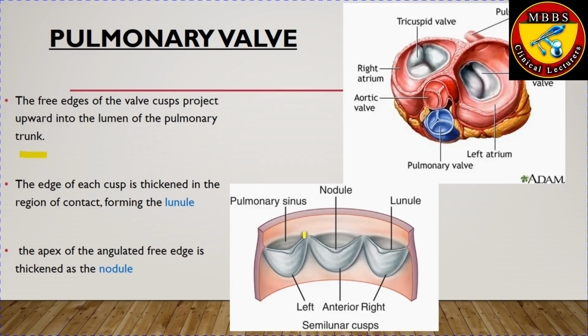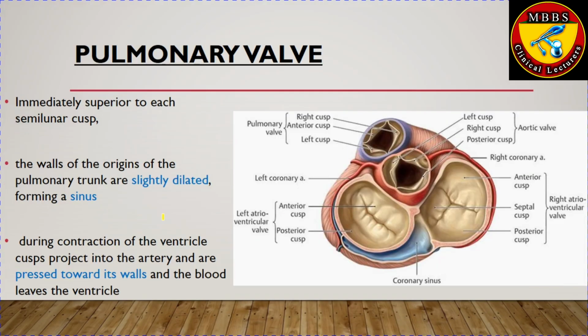The edge of each cusp is thickened in the region of contact to form the lunule. You can see in this figure that the edges of these semilunar cusps are thickened to form the lunule. And the apex of the angulated free edge is thickened as the nodule. So this central thickening of the cusp is called the nodule, and the thickened edges of the cusp are called the lunule.